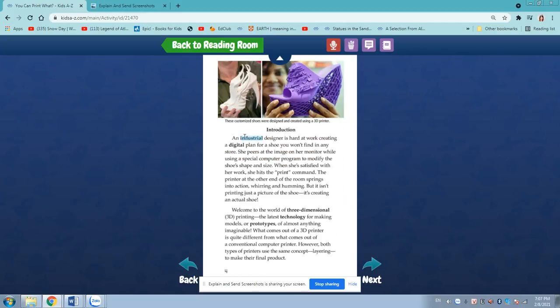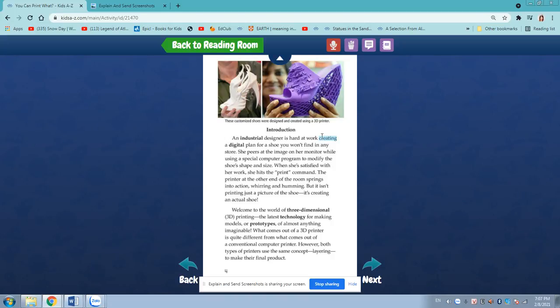Introduction. An industrial designer is hard at work creating a digital plan for a shoe you won't find in any store. She peers at the image on her monitor while using a special computer program to modify the shoe's shapes and size. When she's satisfied with her work, she hits the print command. The printer at the other end of the room springs into action, whirring and humming. But it isn't printing just a picture of the shoe, it's creating an actual shoe.